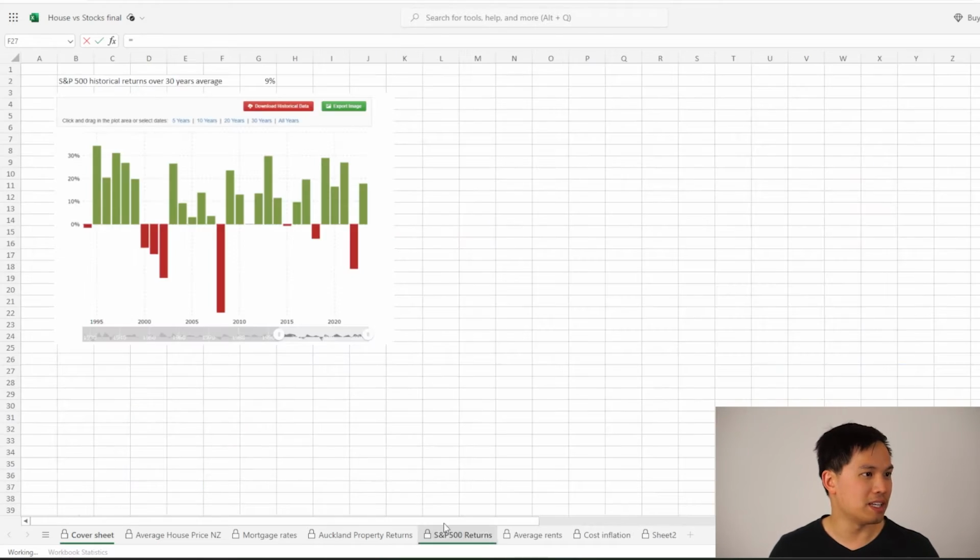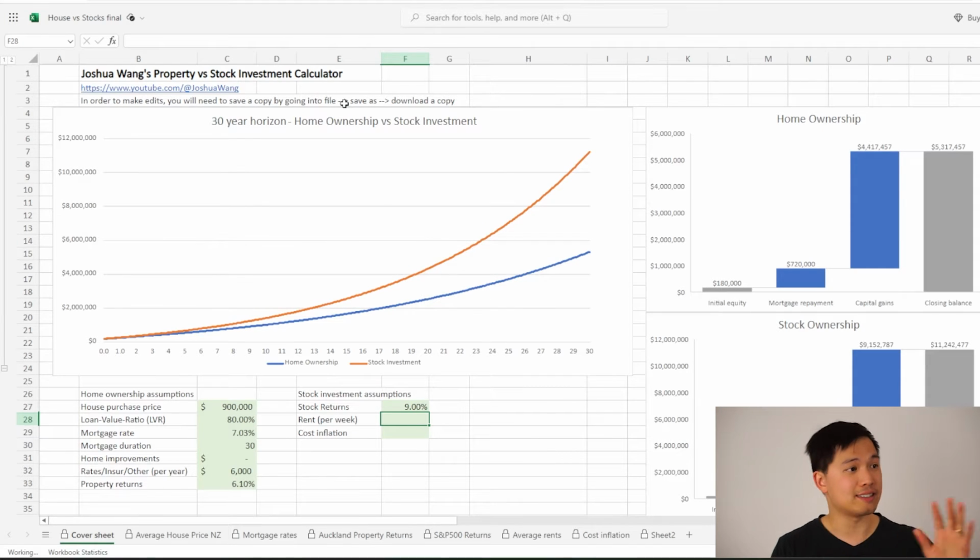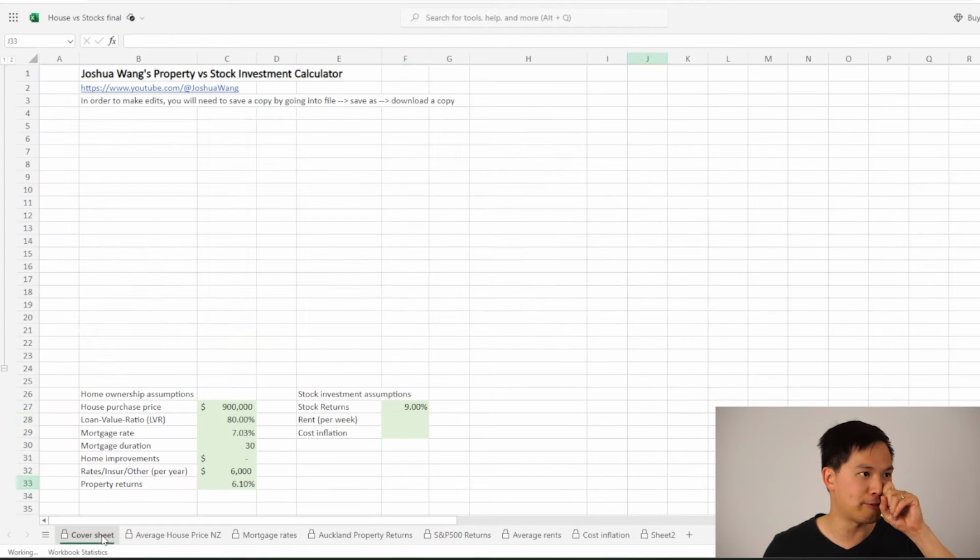Over the long term, the S&P 500 has generated a return of about 9% on average, and that's before taxes, of course. By the way, in this exercise, we have not considered taxes in home ownership assumptions and stock investment assumptions because tax is more of a personal situation, right? Your tax rate might be different from mine. So we're going to look at just before-tax returns. So for this example, let's just use 9%, and that's the S&P return over 30 years on average.